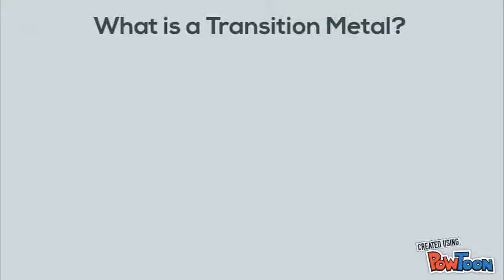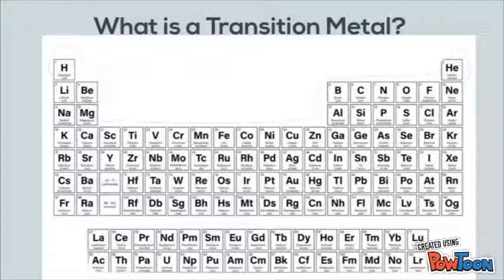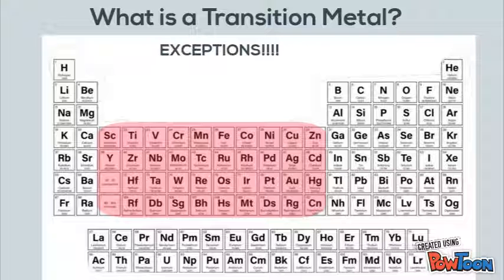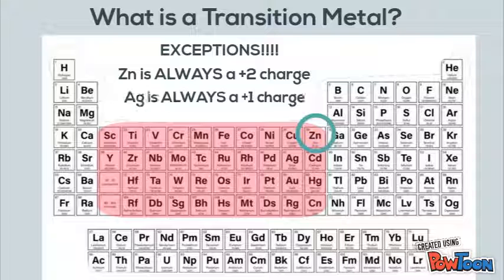Before we get into naming, let's talk about what a transition metal is. A transition metal is the middle group of the periodic table that is now highlighted in red. There are a couple of exceptions. The first exception is zinc. It always creates a positive 2 charge. The next exception is silver, and it always creates a positive 1 charge. So these are going to have only 1 charge, and they don't need Roman numerals when you're naming them.